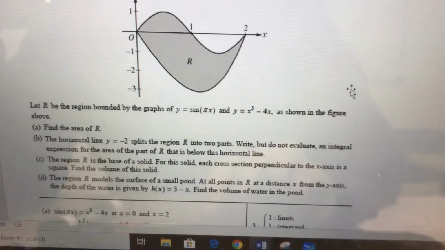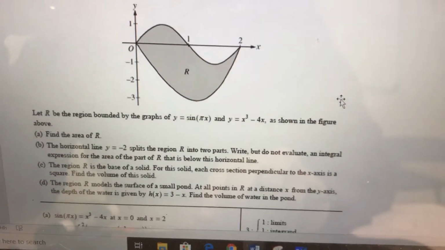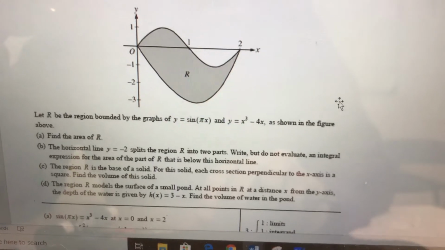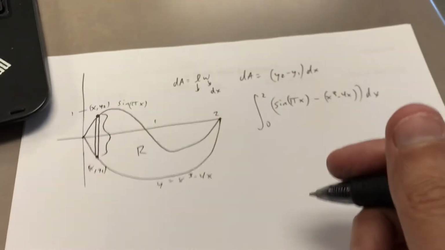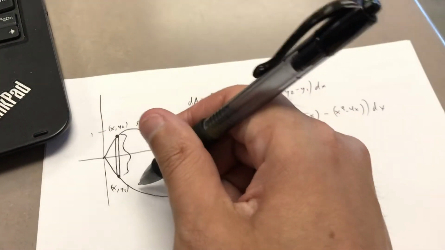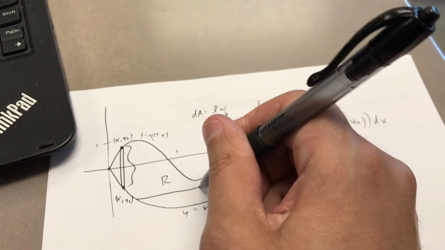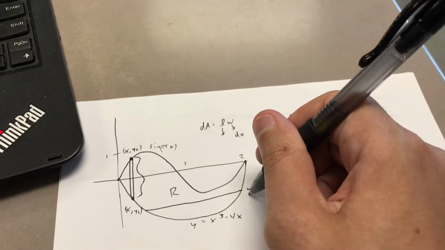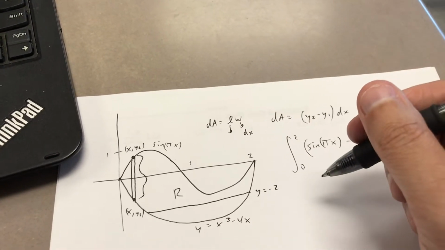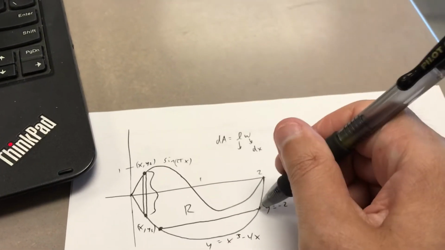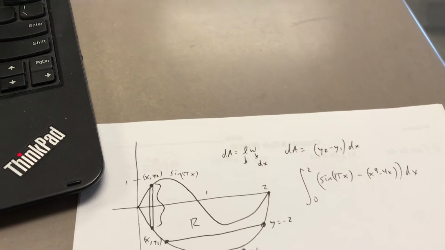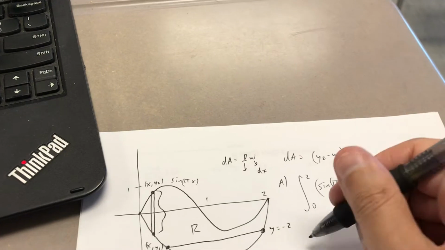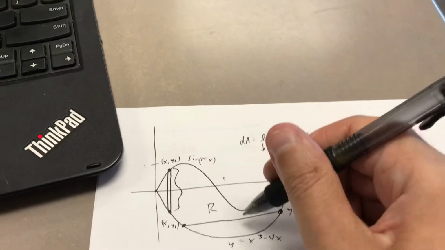Part 2 says the horizontal line y equals negative 2 splits the region into 2 parts. Write an integral expression for the area of the part below that horizontal line. So I'm going to draw that horizontal line down to here. It probably wouldn't really be that low, but there's y equals negative 2. We need the intersection points here and here, because that's where our integral is going to start and end.